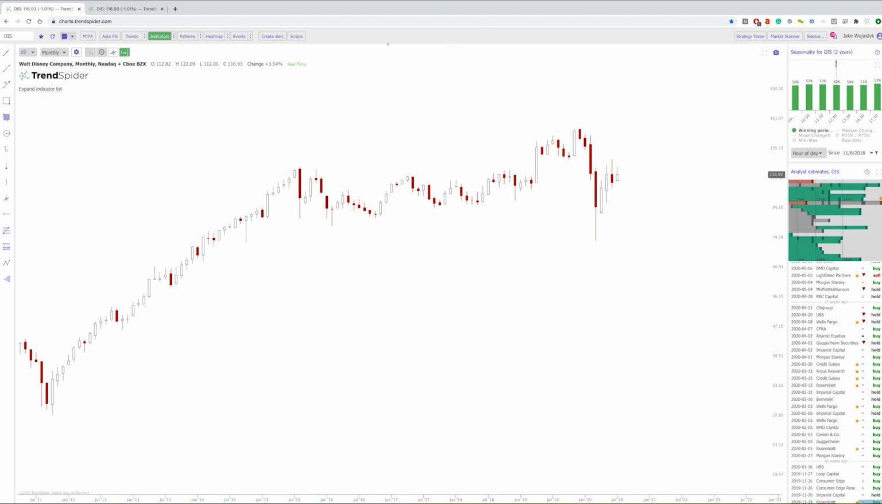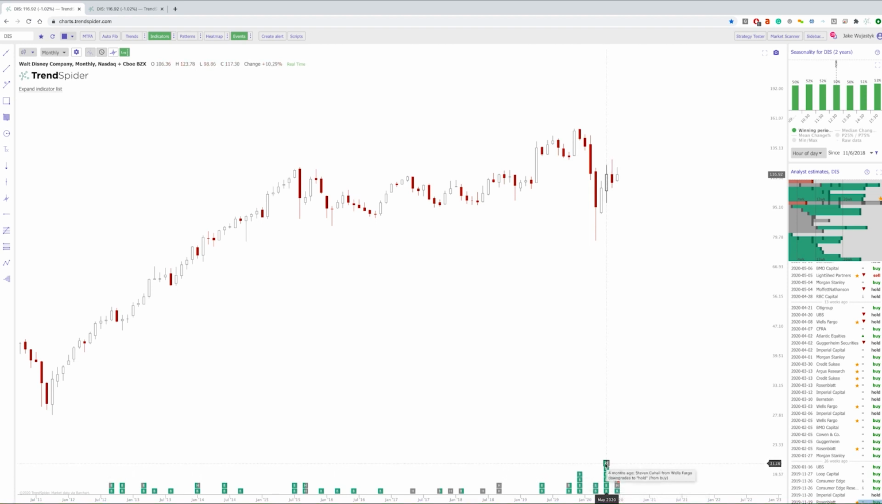And then what we can do is turn on the events button. And if we go to these 3 dots and click analysts estimates, you got to make sure that's turned on or it's not going to pop up on the bottom of your screen. You'll see that all of these different boxes show up. So obviously B is going to be a buy rating, S is going to be a sell rating, and H is going to be a hold.